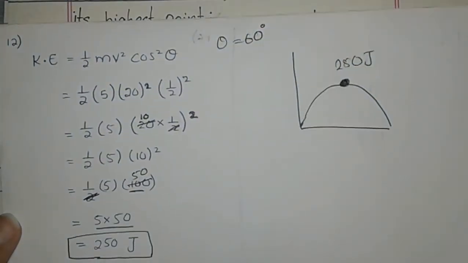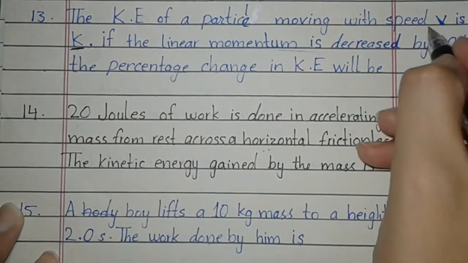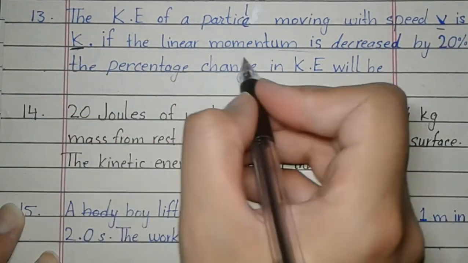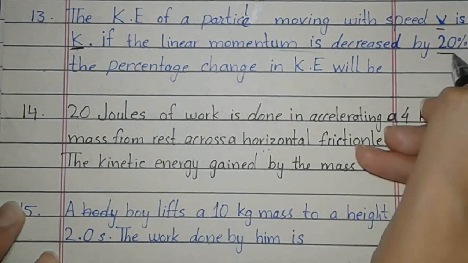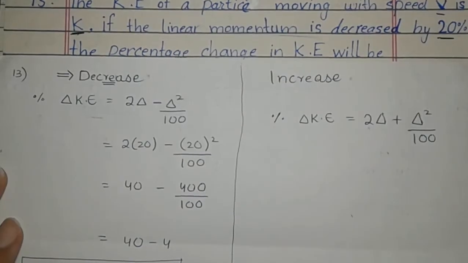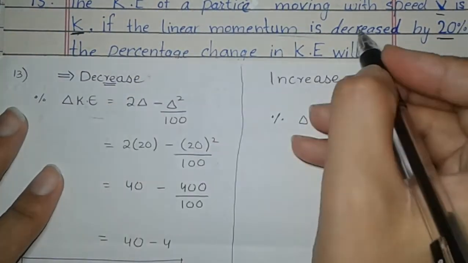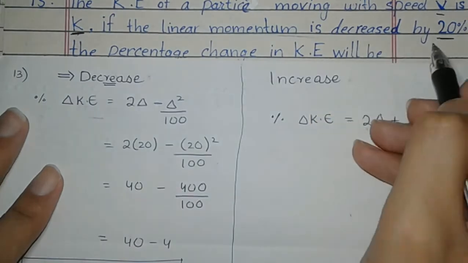Okay, let's go to the next one. Kinetic energy of a particle moving with speed v is k. If the linear momentum is decreased by 20%, find the percent change in kinetic energy. Now here is the formula to find the percent change in kinetic energy. Now look at the MCQ. The linear momentum is decreased by 20%.